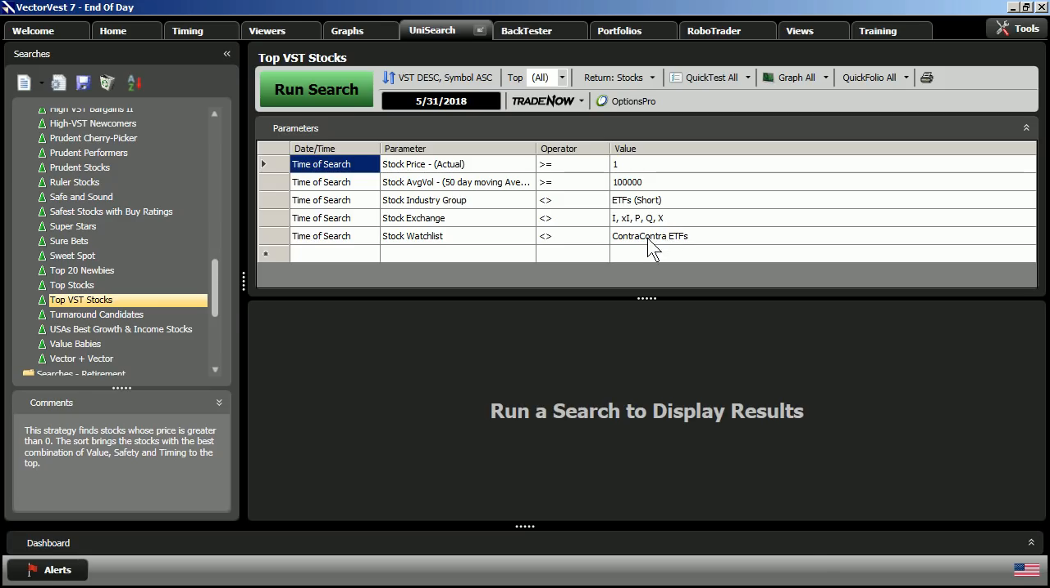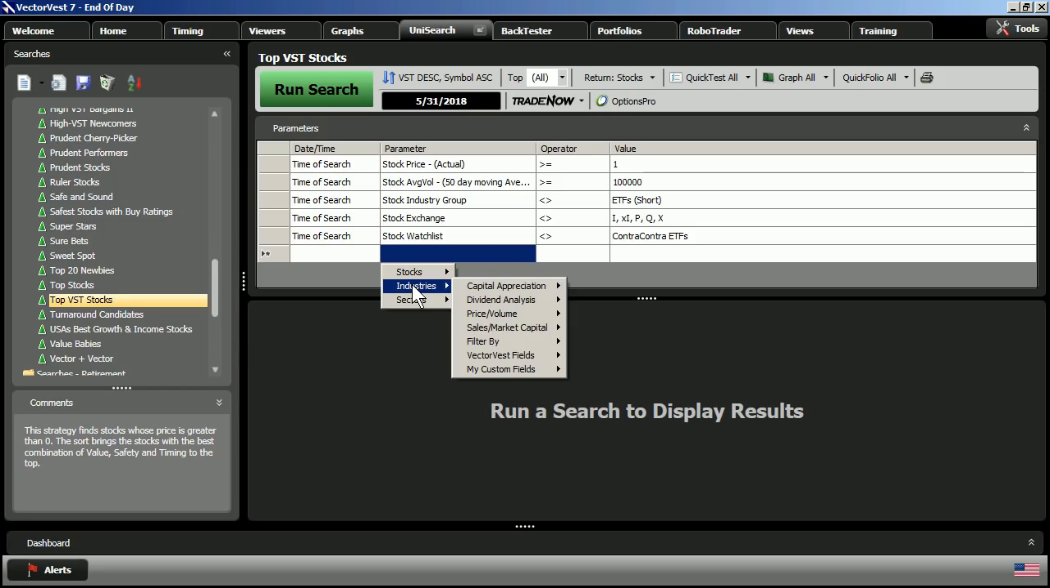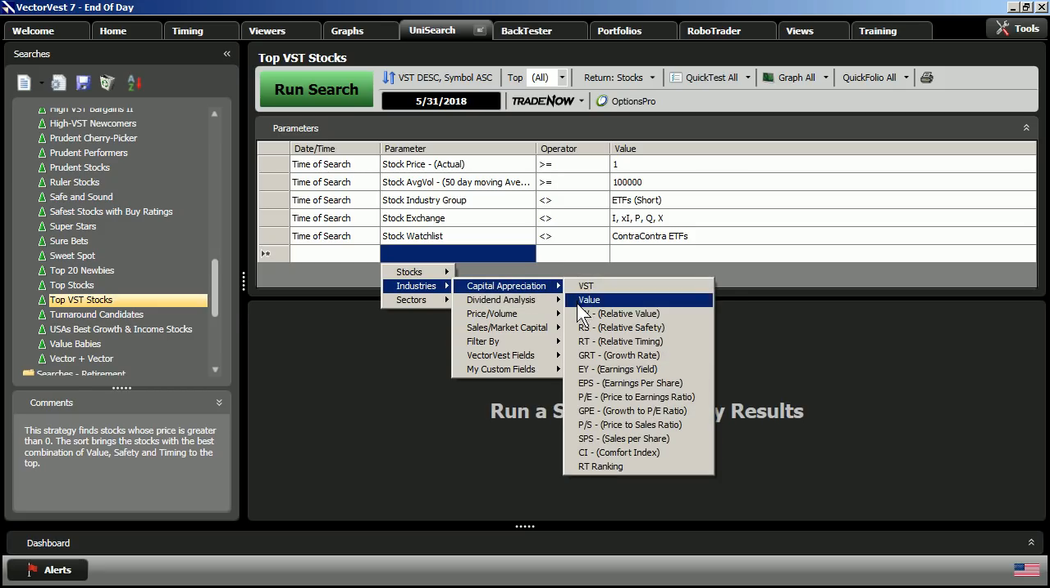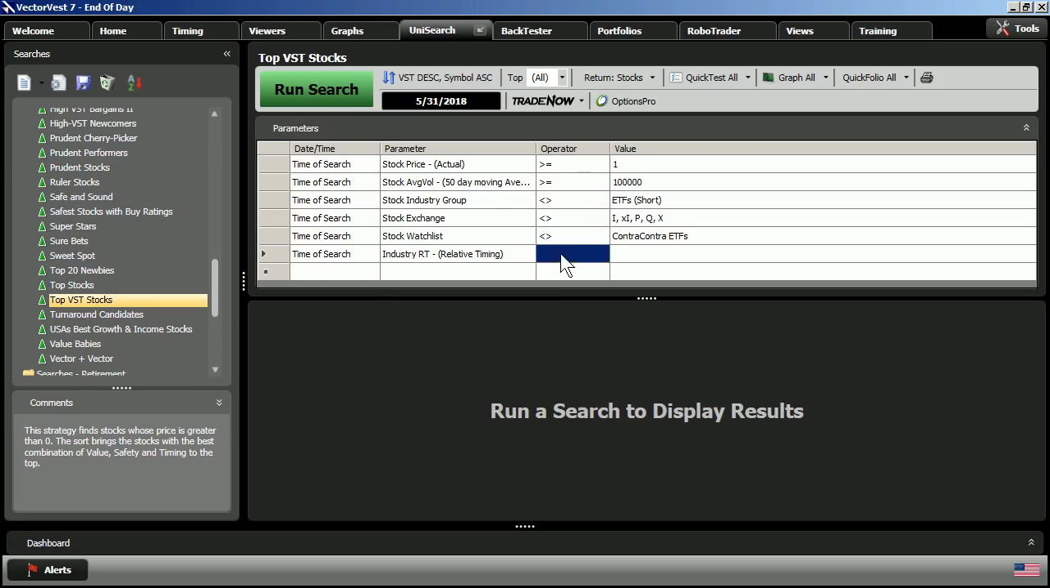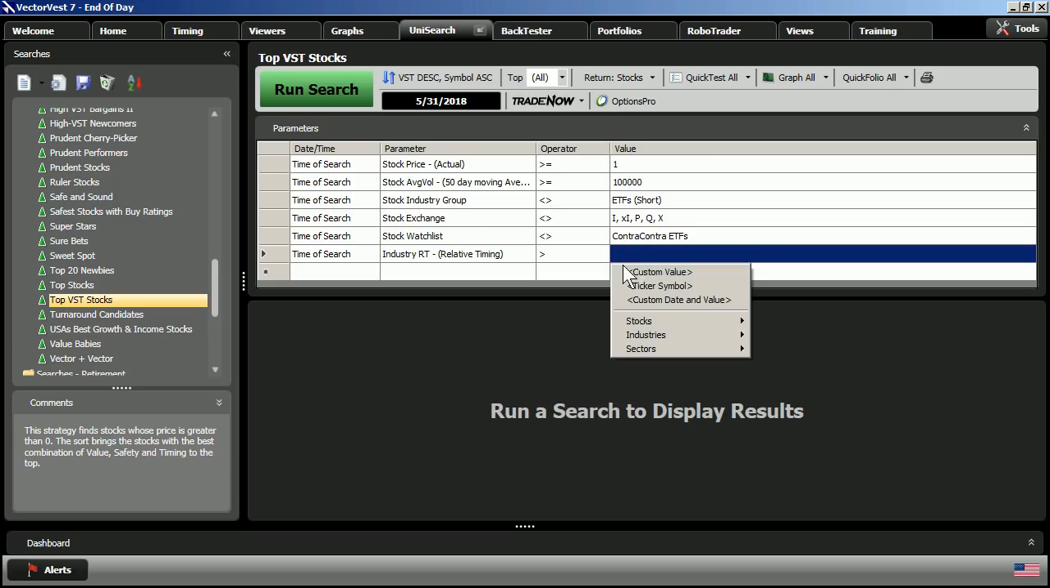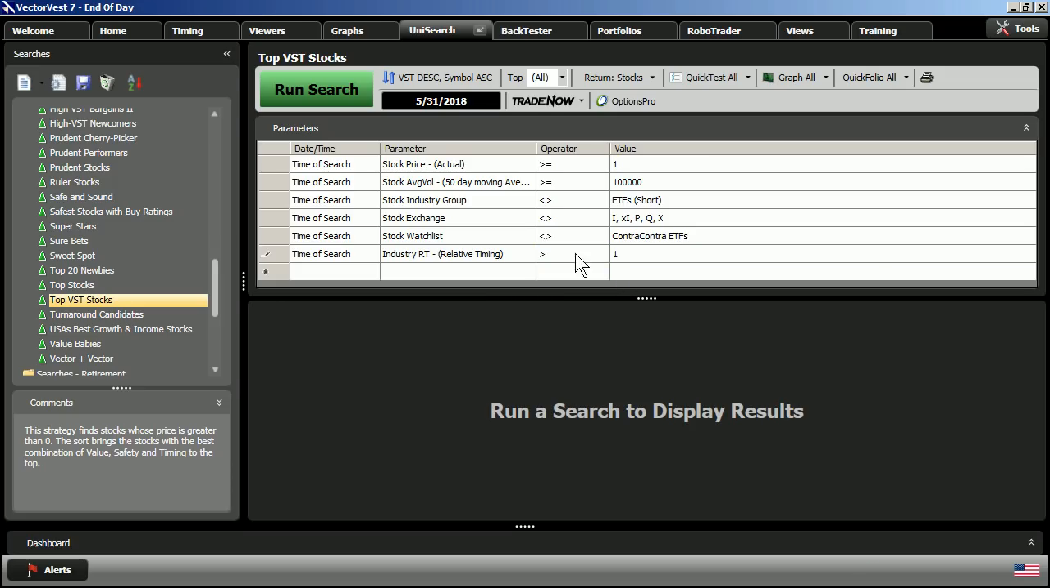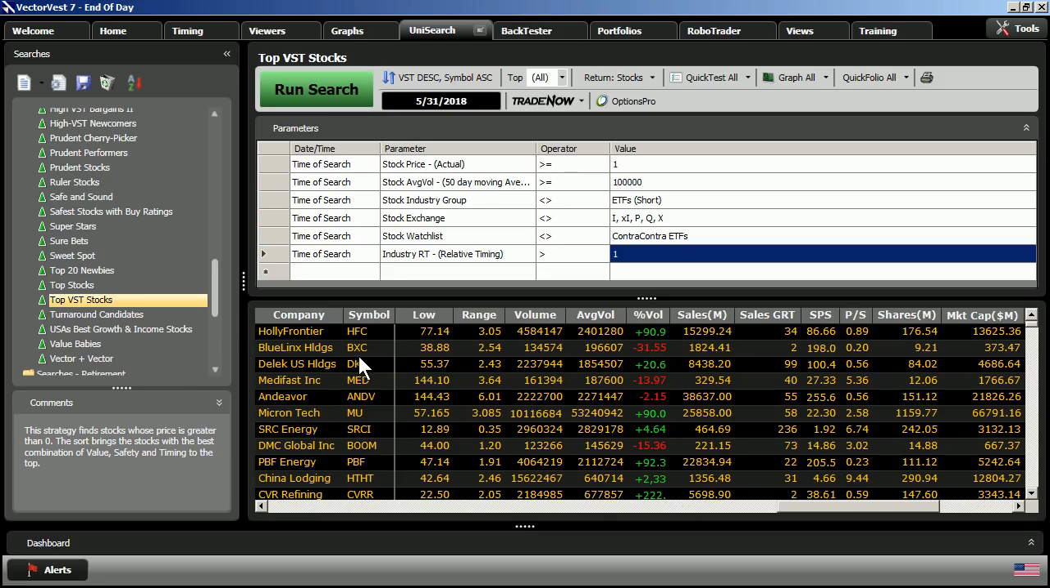So all those parameters make the search function, and now I can add, for instance, hey, you know what? Of those top VST stocks, only show me the ones that have an industry RT greater than 1. Show me the stocks that are in rising industries, still sorted by their VST score.